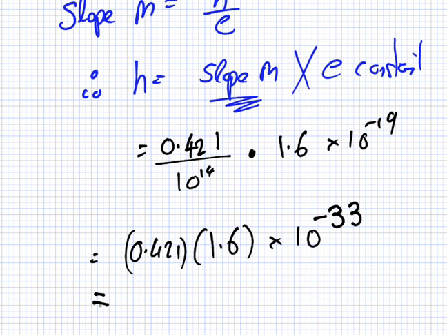What number do you get here? I'm really hoping a number like 6 point something. 0.674. Yep. Okay, then it's 6.74, and then it's minus 34. Now look, how does this compare to the true value of Planck's constant? Perfectly accurate.